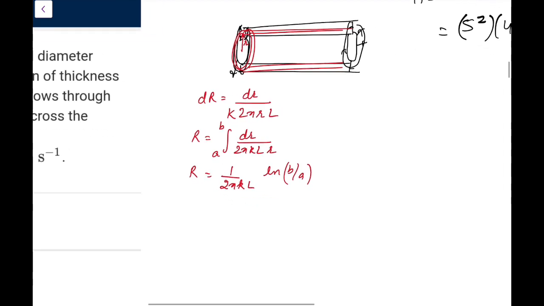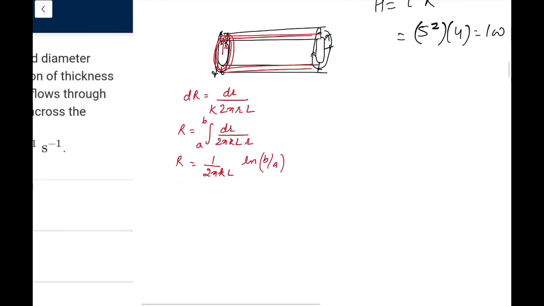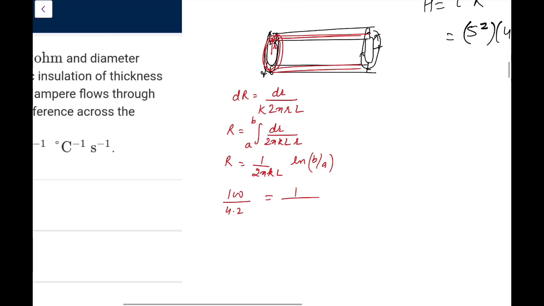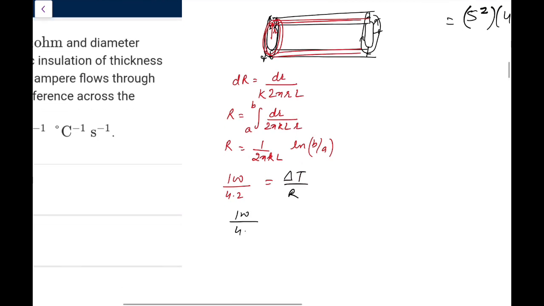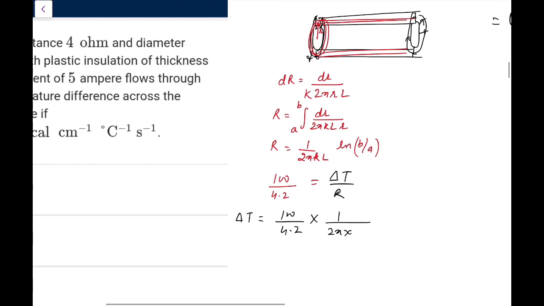So the heat current H would be this 100 watt. If I convert it into calorie, it would be 100 upon 4.2, because K is given in that unit. This H is equal to delta T by R, and this R you know. So 100 upon 4.2, and we need to find delta T, which would be multiplied by R, that is 1 upon 2 pi K L. K is given as 1.16 into 10 to the power minus 2.